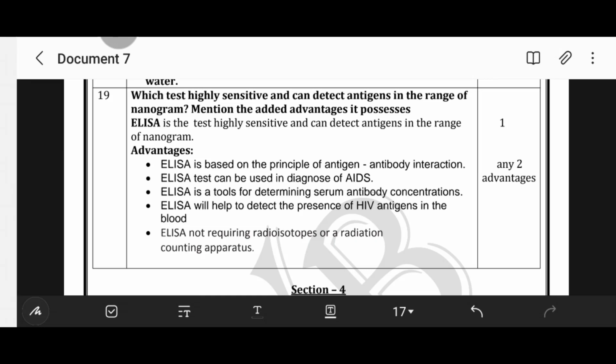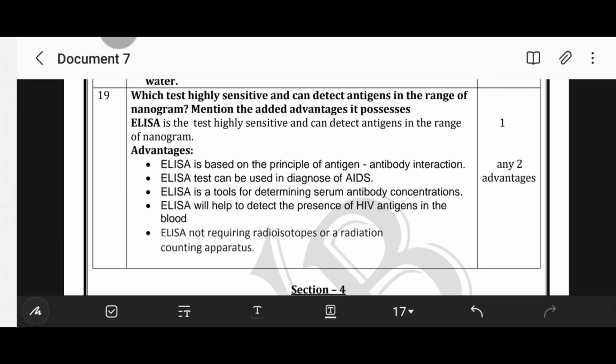ELISA is a highly sensitive test that can detect antigen in the nanogram range. Most of the students write ELISA as the answer. It's good, and then we have to write the added advantages. All are confused about the answers.